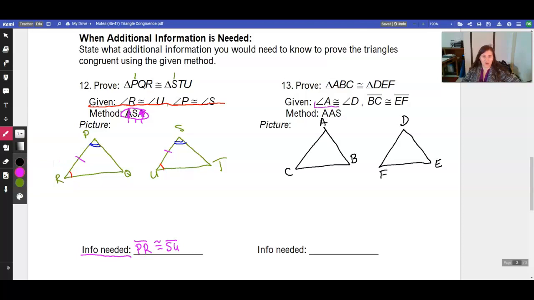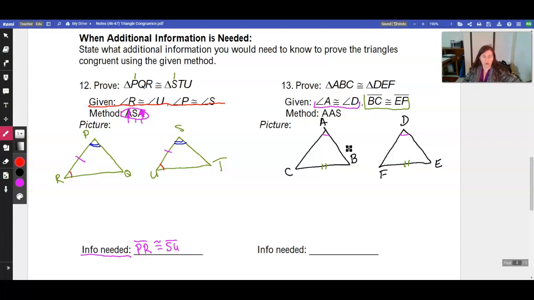So then it says that angle A is congruent to angle D. So let's mark that with the arc. And the next piece of information that is given is BC and EF. So BC and EF. And I don't know why I decided to do 2 marks instead of 1. I just did.